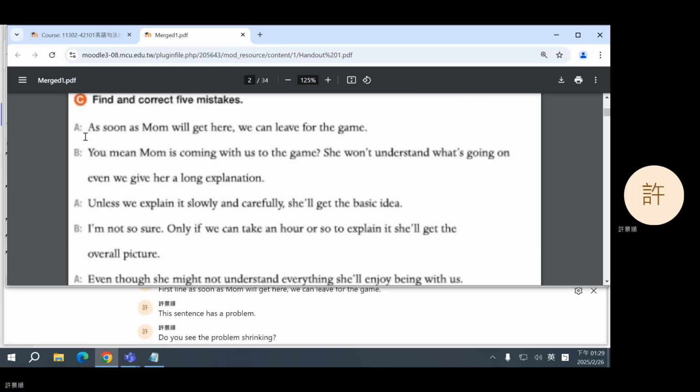First sentence. Good. Will is wrong. What should this be? It should be present tense, but not get. How many people is mom? So this should be gets. Good. As soon as mom gets here, we can leave for the game.